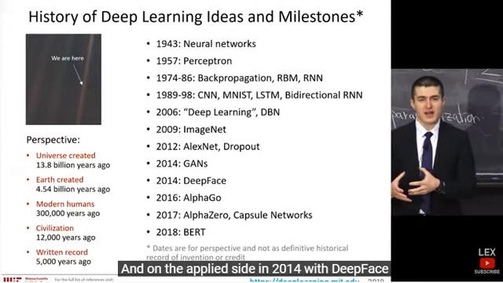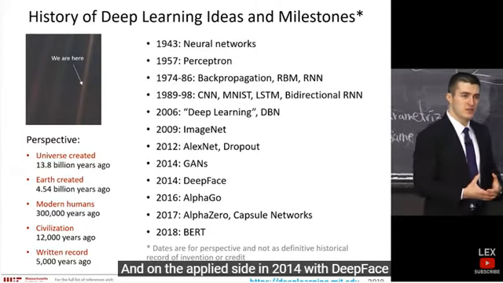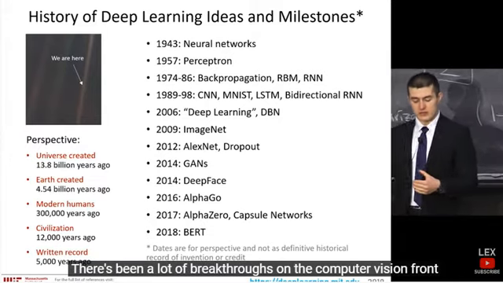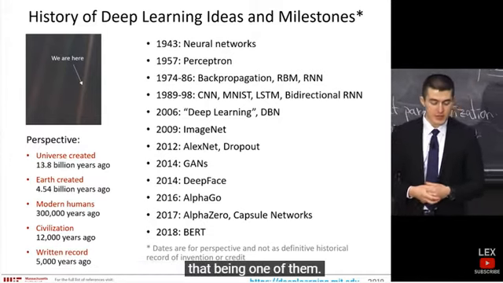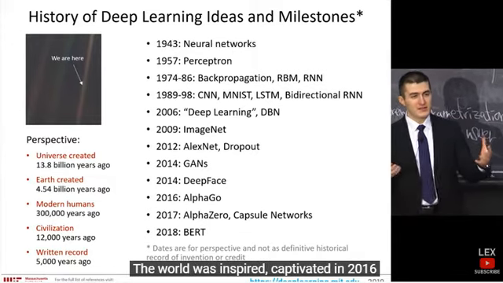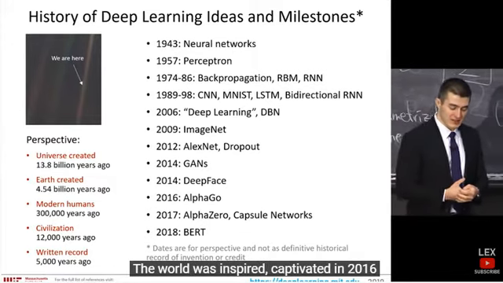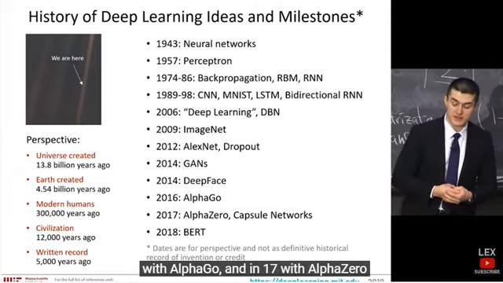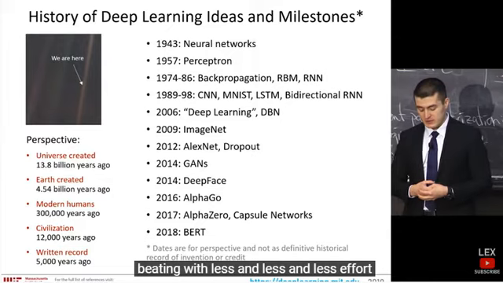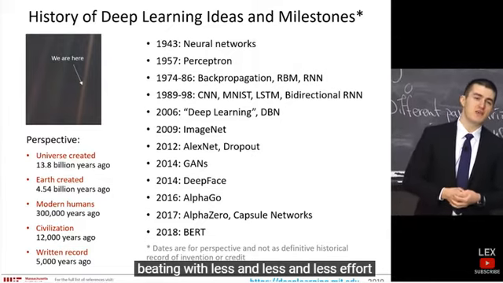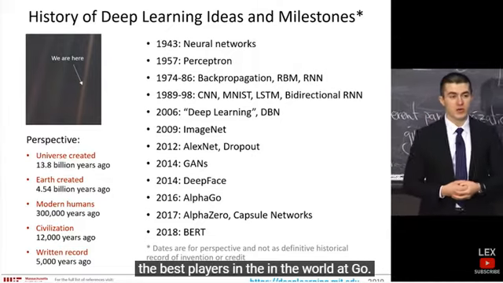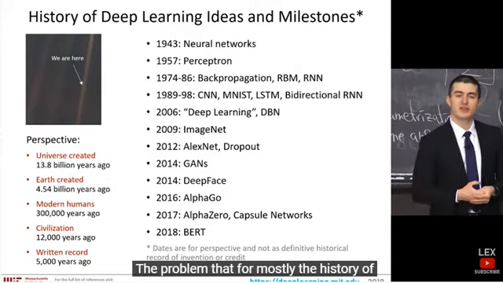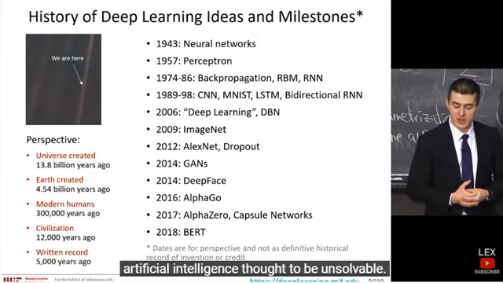And on the applied side, in 2014 with DeepFace, the ability to do face recognition. There's been a lot of breakthroughs on the computer vision front, that being one of them. The world was inspired, captivated in 2016 with AlphaGo and '17 with AlphaZero, beating with less and less effort the best players in the world at Go. The problem that for most of the history of artificial intelligence was thought to be unsolvable.